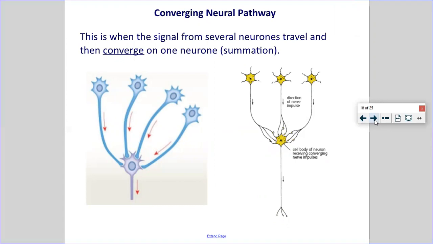To converge basically means coming together. So you can see here on the left that these four nerves are converging onto one neuron. What happens is that the impulses from these four neurons are added together, if you like, to create a bigger impulse. And that's called summation when that takes place. So why does that happen, and why is that useful, and where is this useful in the body?